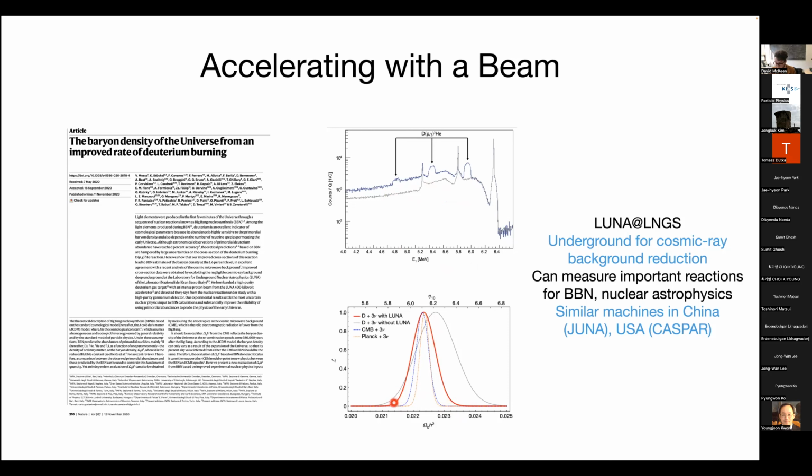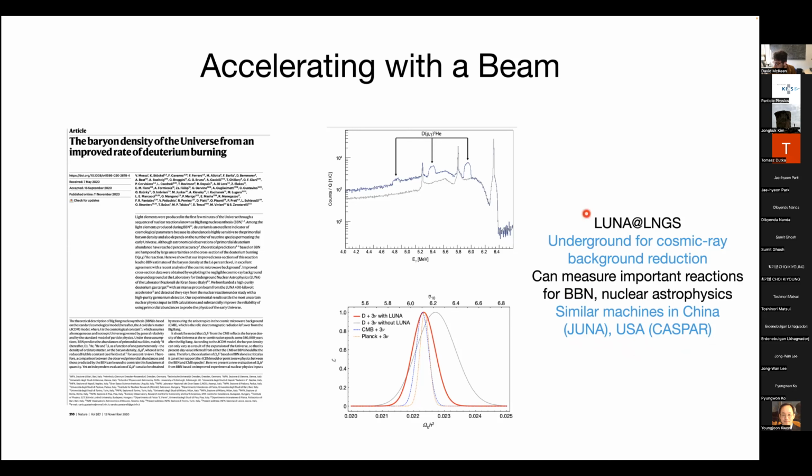In particular, this is a key piece of evidence that tells us that the normal matter density is much less than the total matter density. So we need dark matter. Like I said, you can do important nuclear astrophysics or Big Bang nucleosynthesis measurements with this kind of machine. There are similar machines, not just in Italy, but in China, where it's called JUNA, and also in the United States, there's CASPAR. They're all very similar, but for definiteness, we focus on LUNA at Gran Sasso.